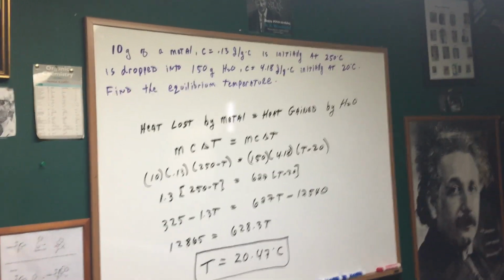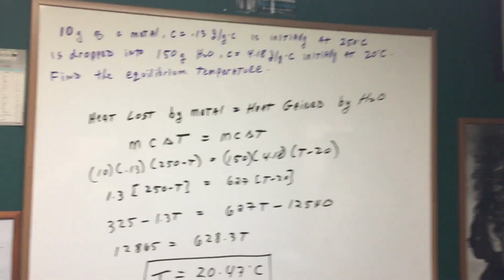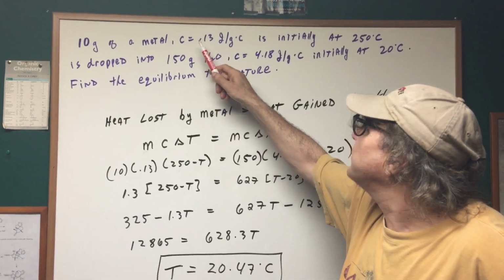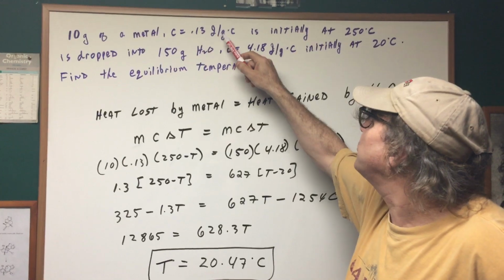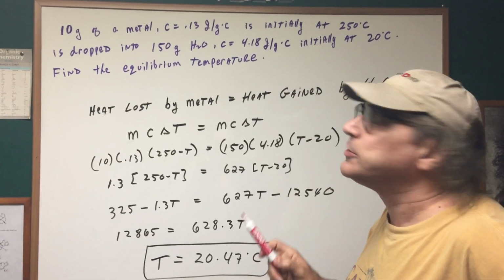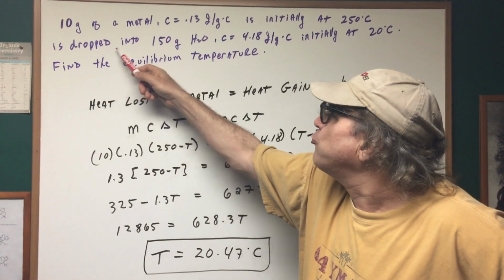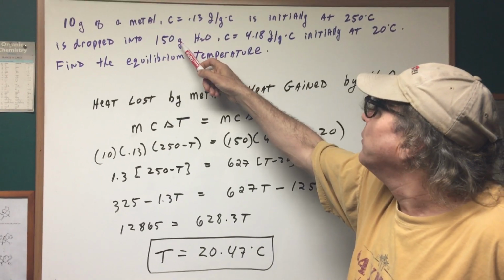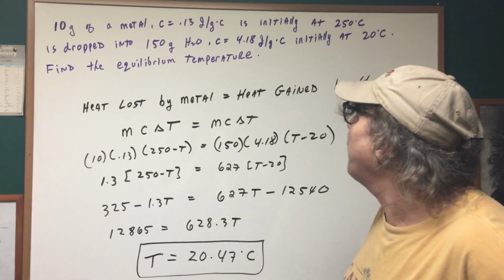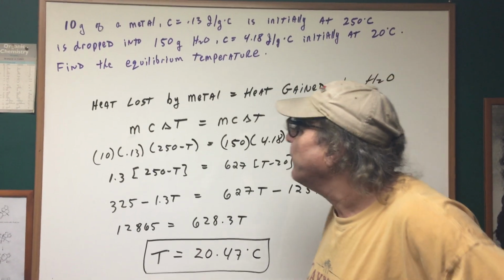Now, in this example, I give you 10 grams of a metal, and the C is 0.13 joules per gram Celsius, and it's initially at 250. So we have a metal that's very hot. We're going to drop it into water, 150 grams. The C is given initially at 20. And I want to find the equilibrium temperature.